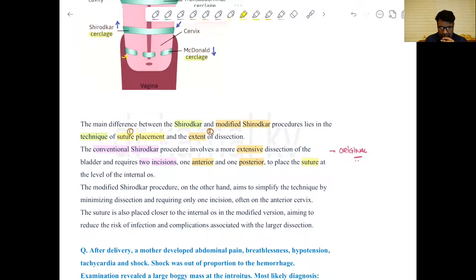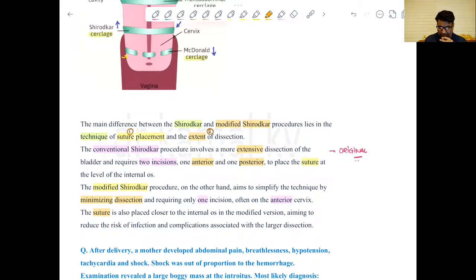Now there is a modification to this. In the modified Shirodkar, one thing is that we have limited the extent of the surgery, the dissection. So here we have minimized dissection, right? We give only one incision, and that is only on the anterior part, no incision on the posterior part. This way we have reduced the amount of surgery, and also the suture is placed closer to the internal os, and here the knots are not visible, right?